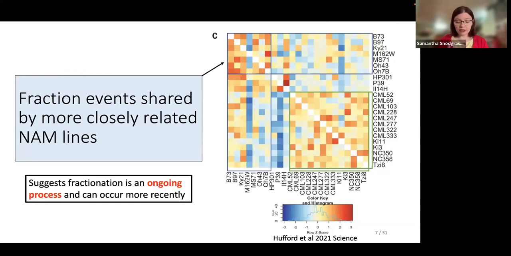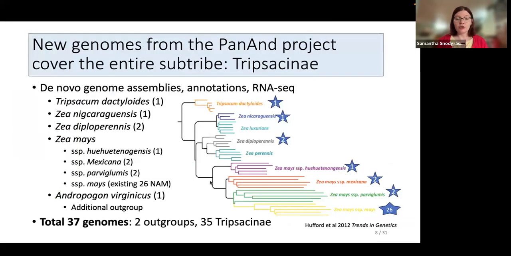But with the NAM lines, we're only looking at divergence times of a couple hundred to 1,000 years, right? They're very closely related, even though they do include a diverse set of maize germplasm. And so this project is really trying to expand that analysis to the entire subtribe using the genomes that were assembled as part of the Pan-Andropogoneae project.